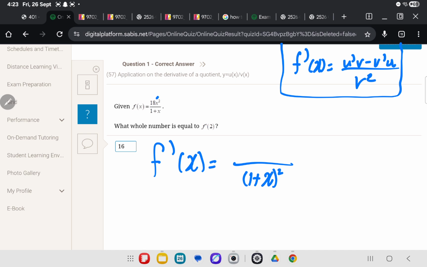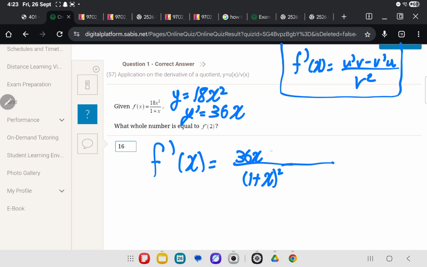Okay, so now doing it for 18x squared. So y equals 18x squared. Now y prime, we're going to take the 2 down, 2 times 18 is 36. 2 minus 1 is just going to be 1. We're not going to write x to the power of 1, we're just going to write x. So 36x. Now this is the first part.